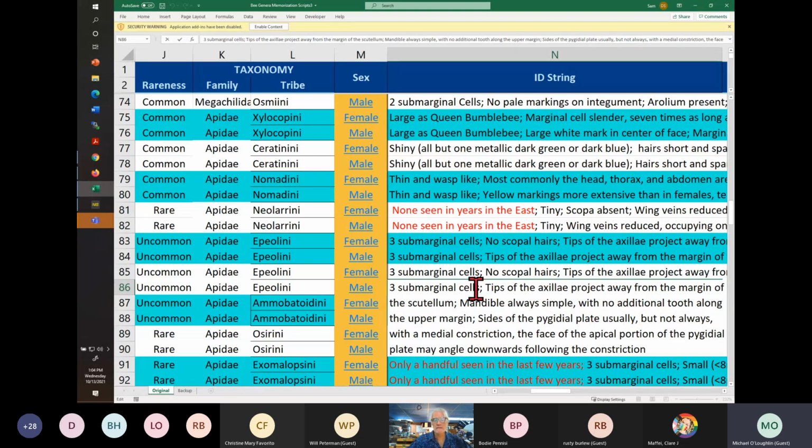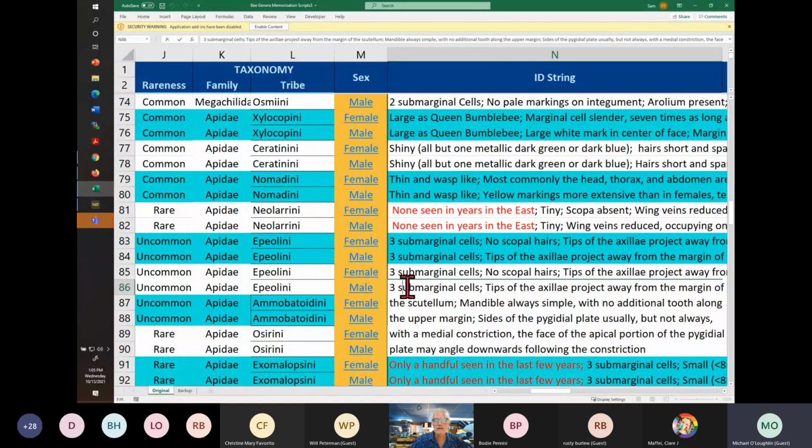a group, as bees. So they both have 3 submarginal cells. In the female, we're looking at the female. Let's go to the male. The female would have no scopal or pollen-carrying hairs. So in the males and the females, the tips of the axillae are projecting away, kind of like Coelioxys does, and that's very distinct.